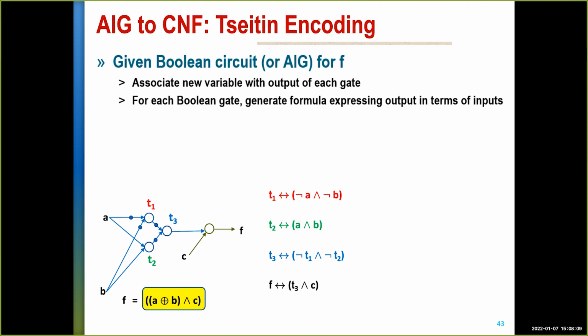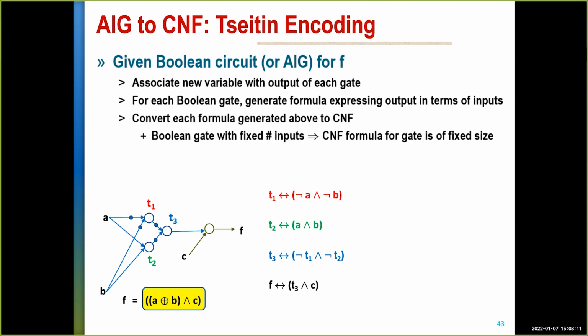And finally, F is T3 and C. Okay. And then remember, we are just talking about two input AND gates. So each of these outputs are expressed in terms of two variables. So these are functions of two variables. And what kind of functions can these be?